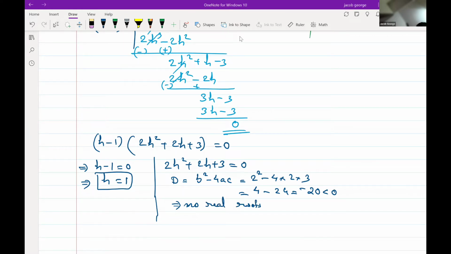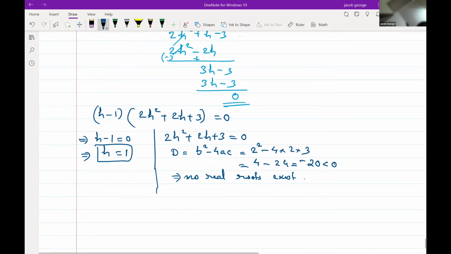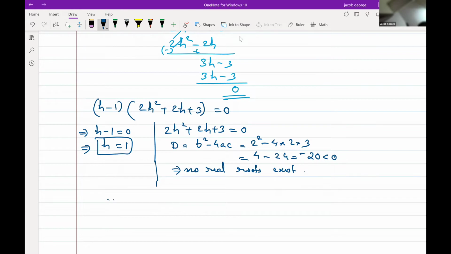No real roots exist for the second factor polynomial. So there is only one real root, that is h is equal to 1. Therefore, h is equal to 1 is the only real root.